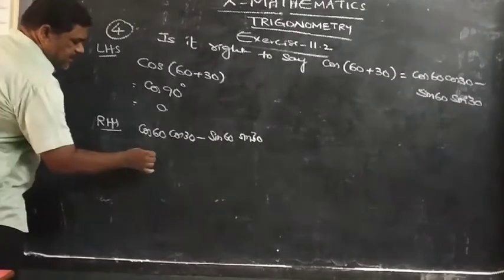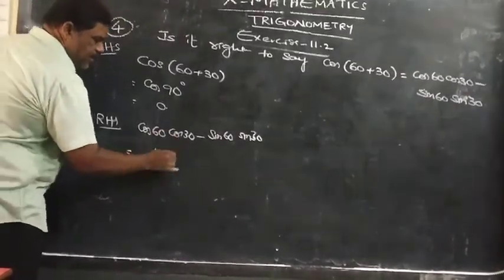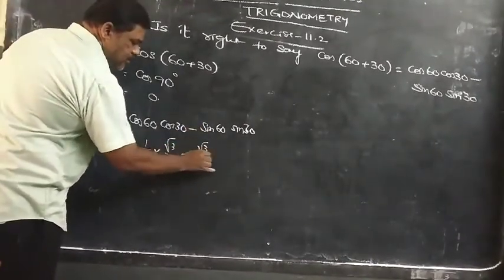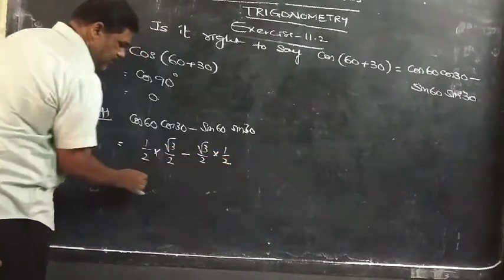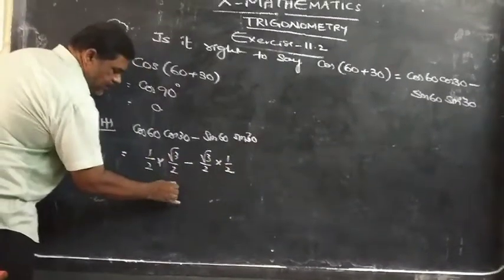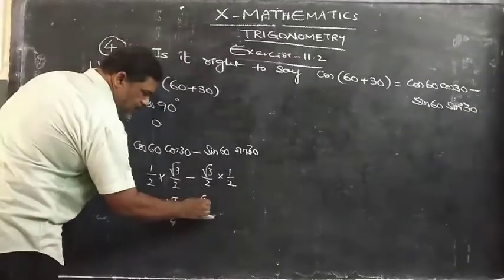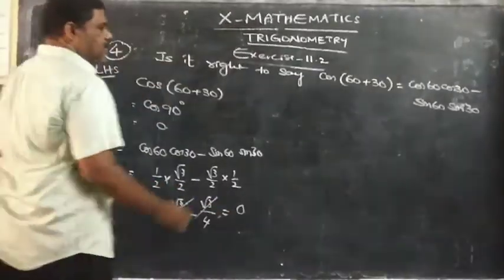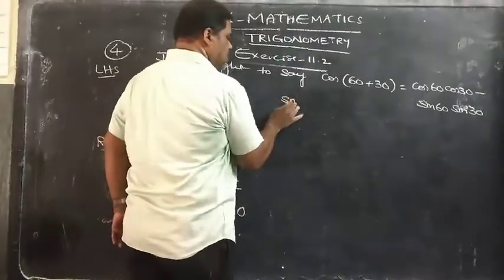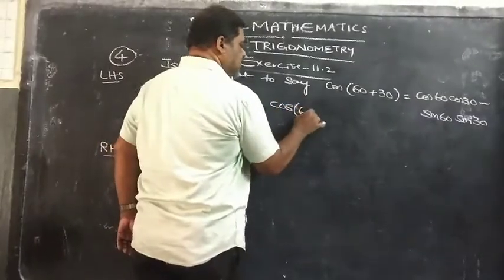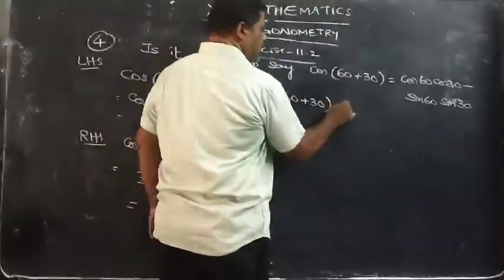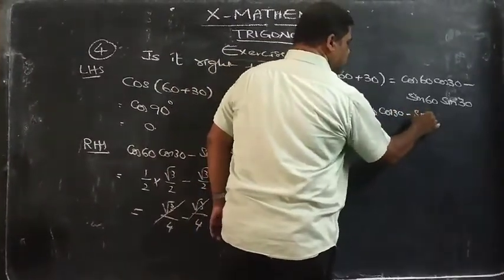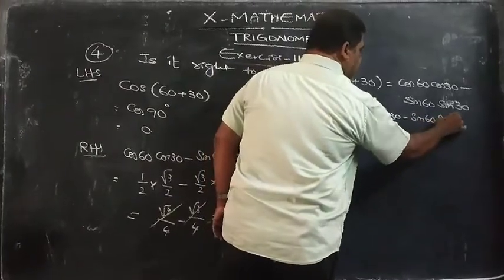Cos 60 degrees is 1 by 2. Cos 30 degrees is root 3 by 2. Sin 60 degrees is root 3 by 2. Sin 30 is 1 by 2. So here the numerator will become root 3 by 4. Here root 3 by 4. Minus and plus will get cancelled, we will get 0. That means cos 60 plus 30 value is equal to cos 60 cos 30 minus sin 60 sin 30.